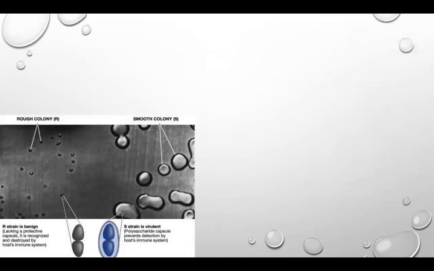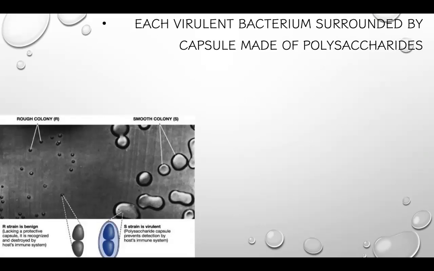Okay, so he studied two groups of bacteria. Now, the virulent bacteria, or the bacteria that cause pneumonia, is surrounded by a capsule that's made of polysaccharides.